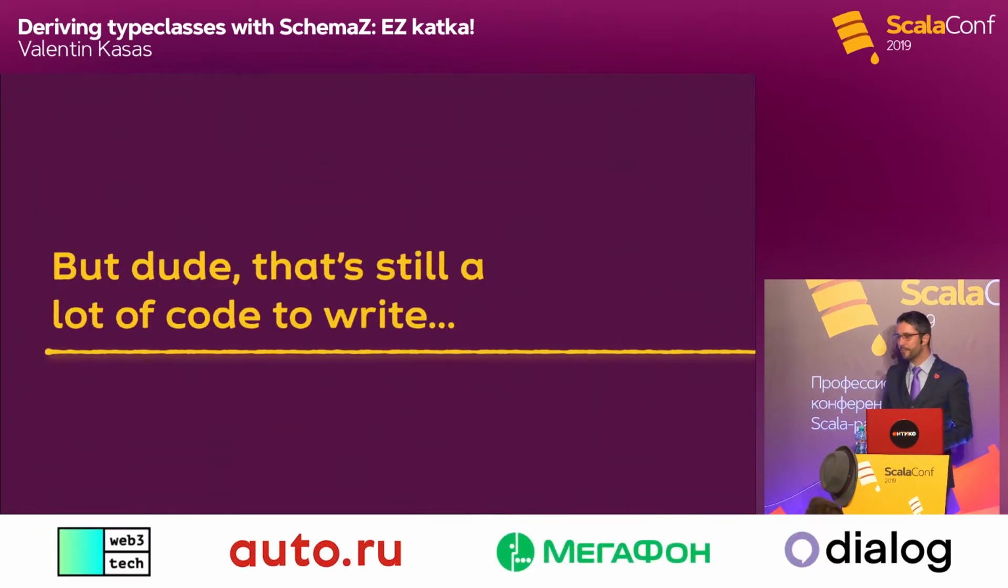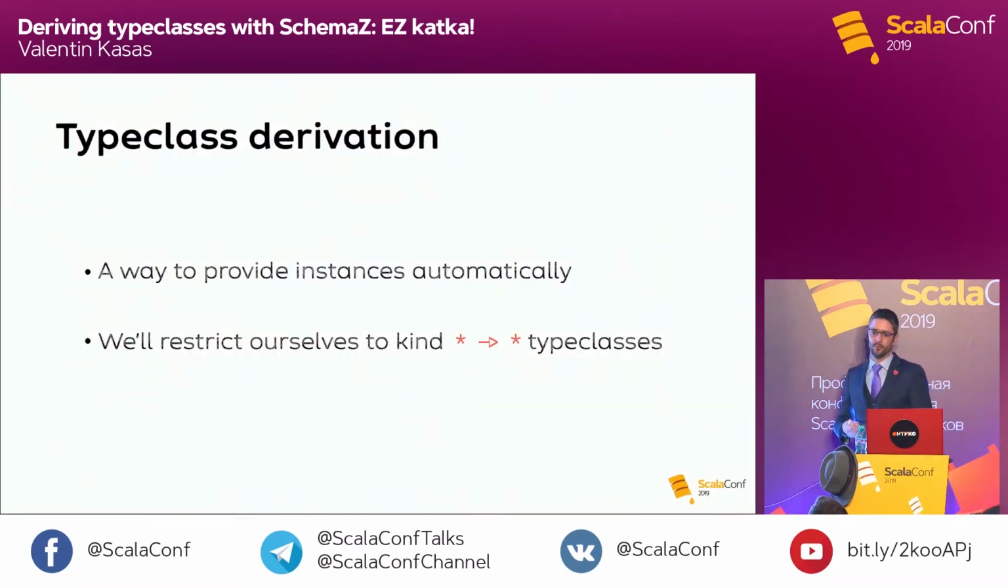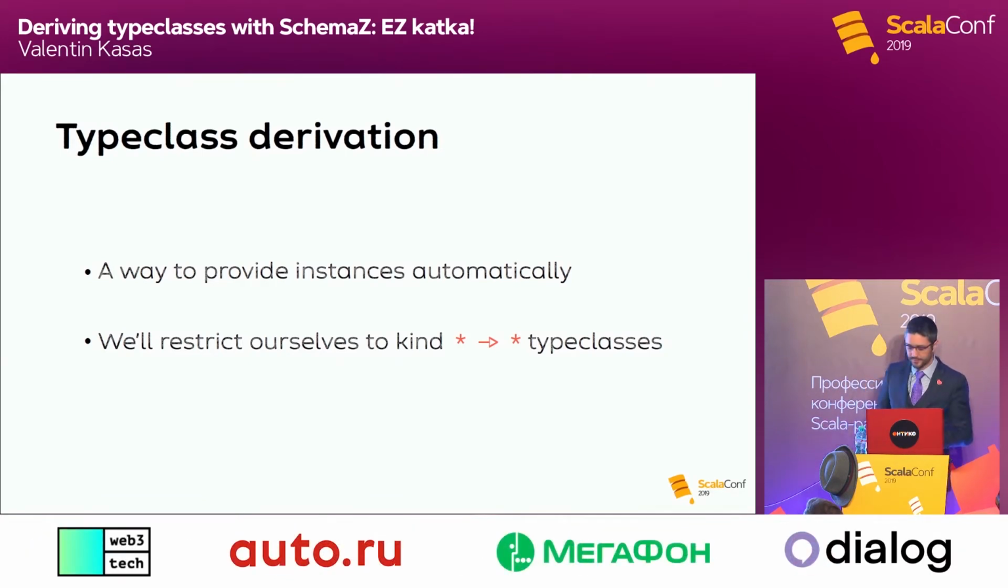But still, I have to implement these instances. If something changes in my business domain, I will have to change my type class implementation, my type class instances. And that's quite a lot of work. So that's why we want to be able to derive instances of type classes automatically, because we are very lazy, right? I am, at least.